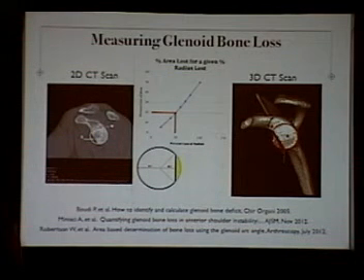bone loss. Okay? Another way to do it is to draw a line from the center of the glenoid to the superior aspect where the defect starts, and then draw a second line from the center of the glenoid to the inferior aspect of the defect, and you measure that angle. And there's a nice formula where that angle is converted into a percentage of bone loss.